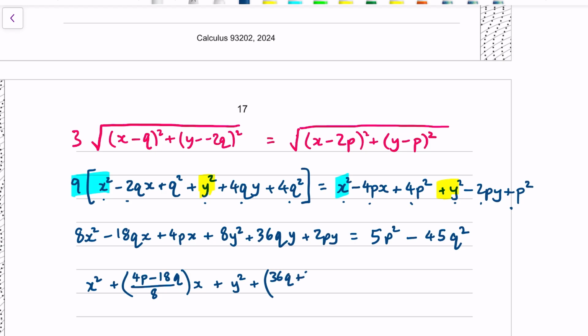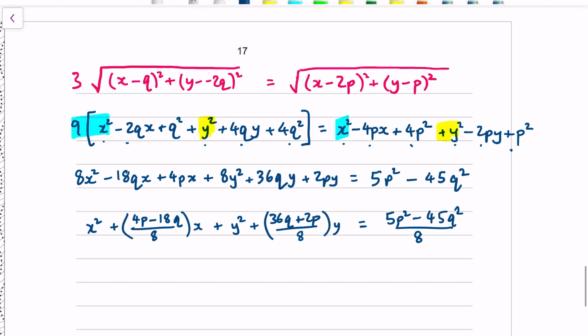36q plus 2p all over 8 times y. And on the right hand side, I've got to make sure I also divide that by 8. Okay, so it's a circle. And whilst I don't need to find the centre of it, I do need to complete the square on it, because that will now enable me to get the radius.